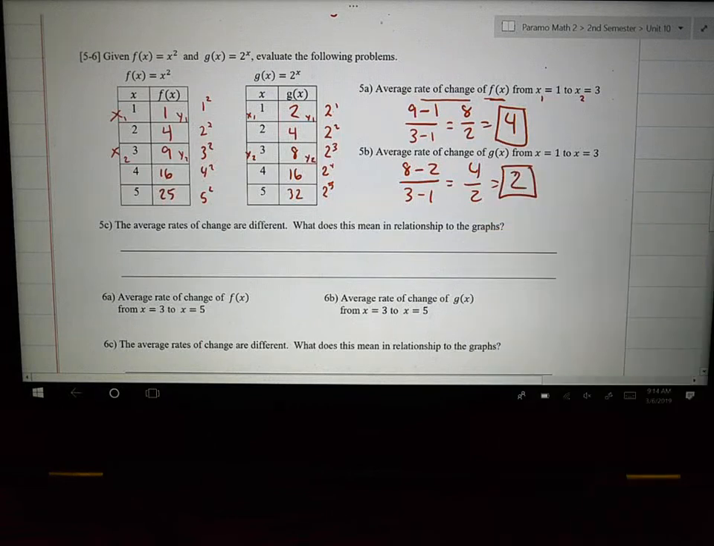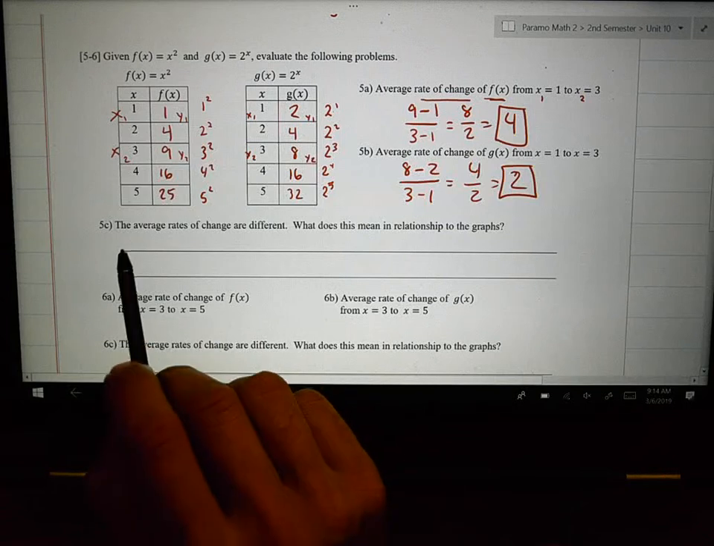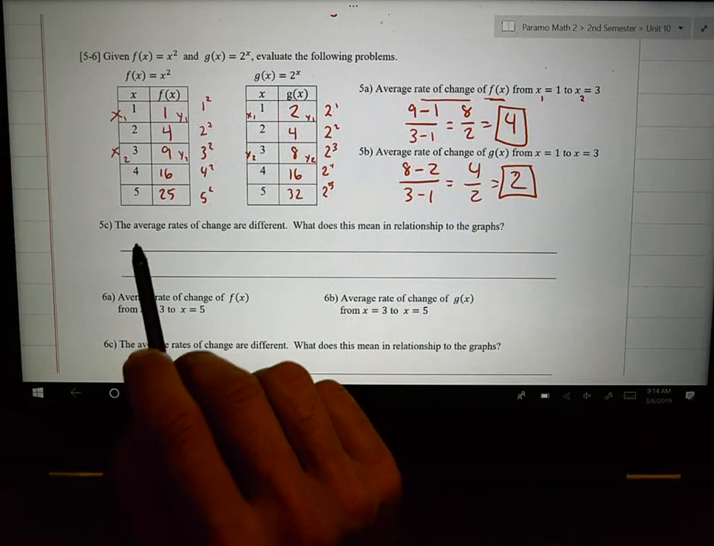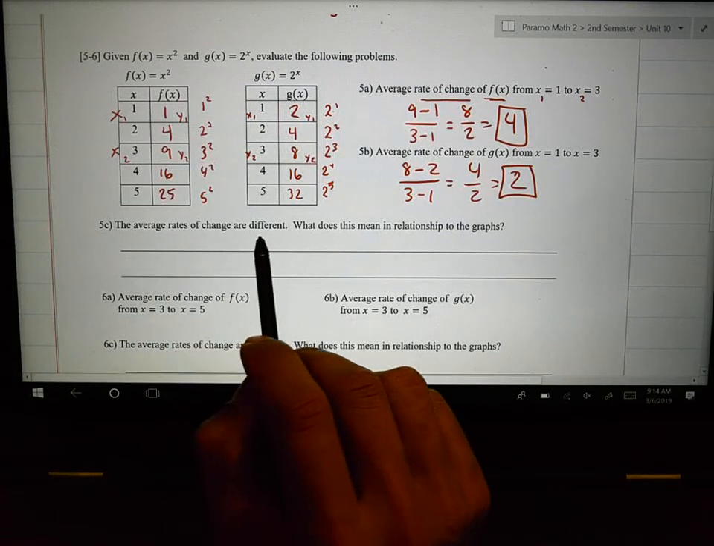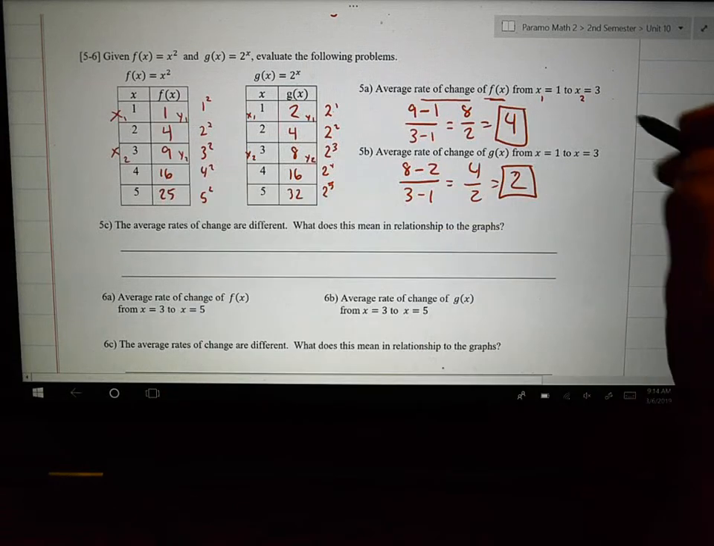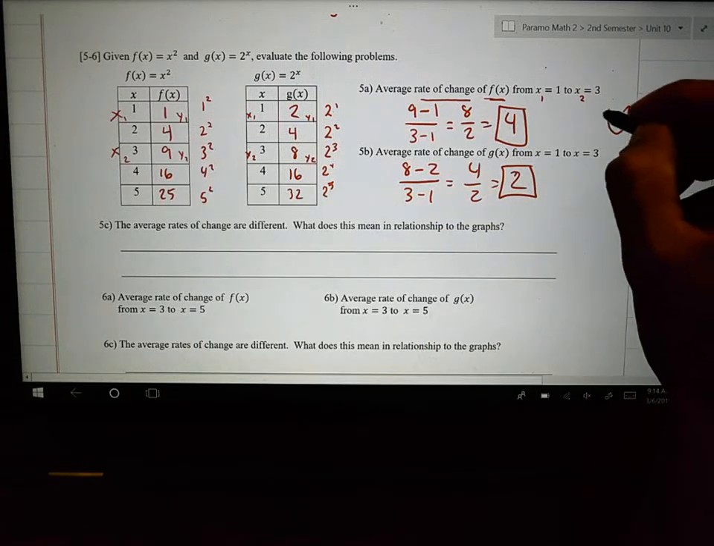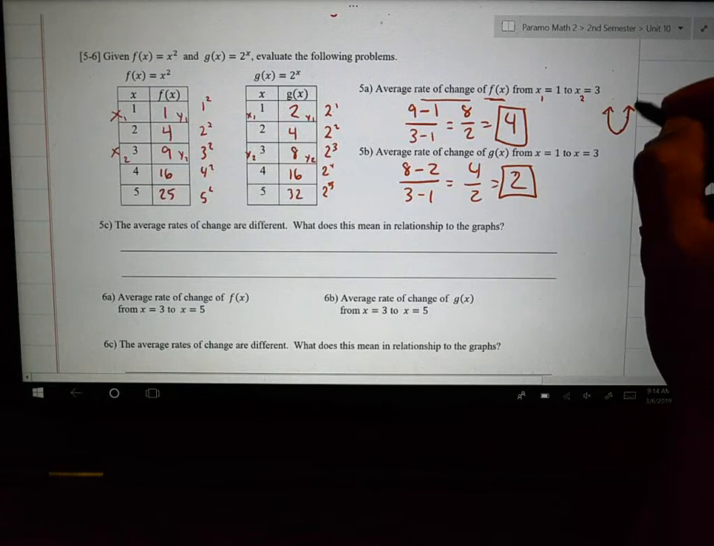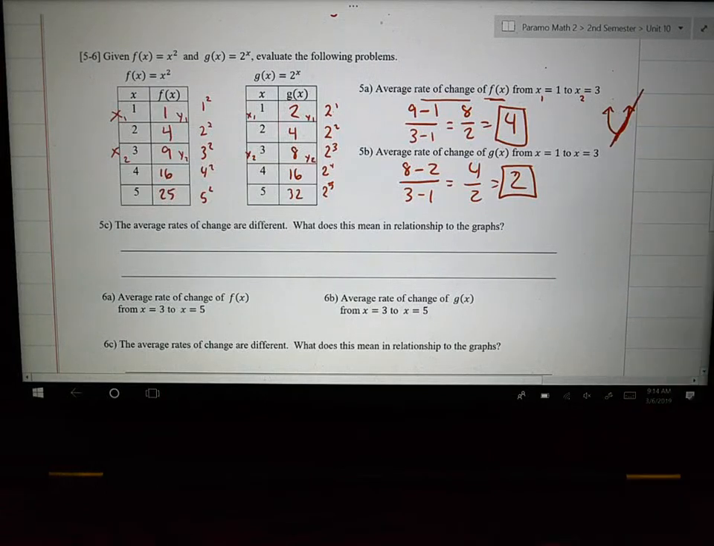My average rate of change is 2. Part C says the average rates of change are different. What does this mean in relationship to the graph? In f of x, it makes this kind of function, and we're figuring out what that average is. Did I mess up on something? 8 minus 2 is 6.